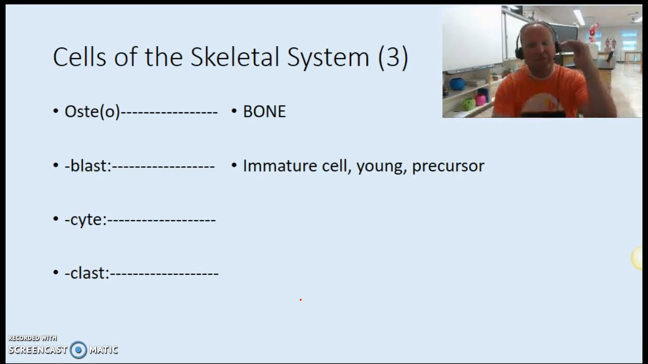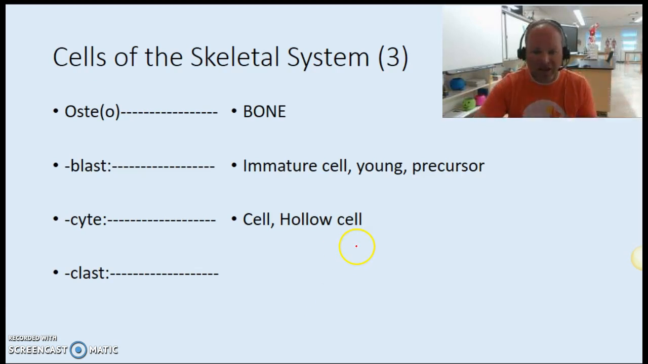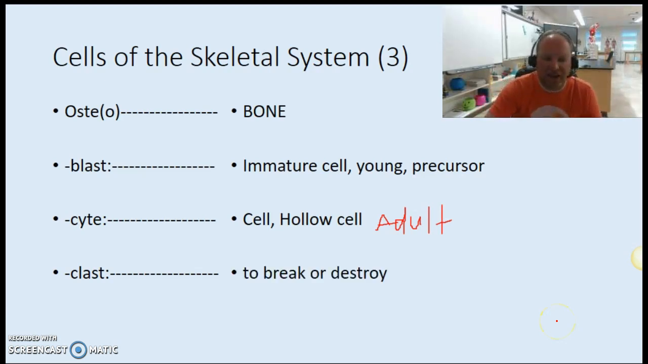You got to have a blast first, and then you can turn into a site. So if we wanted to look at site, we can think of it as an adult. Oh, I'm horrible at writing. Adult. Okay, I need to get something better than writing with a mouse. That's horrible, okay? Adult. Now, class doesn't fit in this. Class is to break or to destroy.